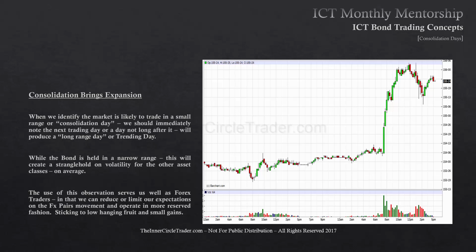And if we understand that principle in the bond market, it's going to reverberate through all the other asset classes. And since we're primarily Forex traders in this mentorship, the bond market speaks volumes when it's in consolidation. And when it's not in consolidation, it allows all the other markets to move more fluidly and more efficiently.